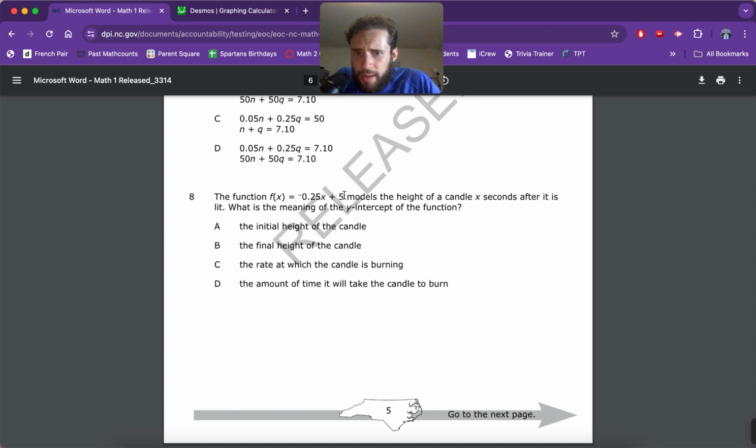And then plus 5 is when x is 0. So when 0 seconds have passed, it has a height of 5. 5, whatever unit, doesn't say. So what are they asking? What is the meaning of the y-intercept of the function?